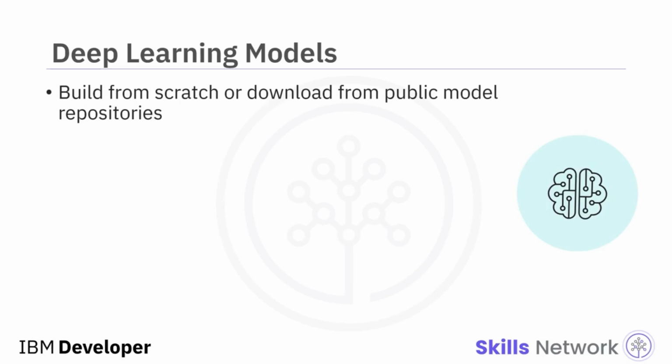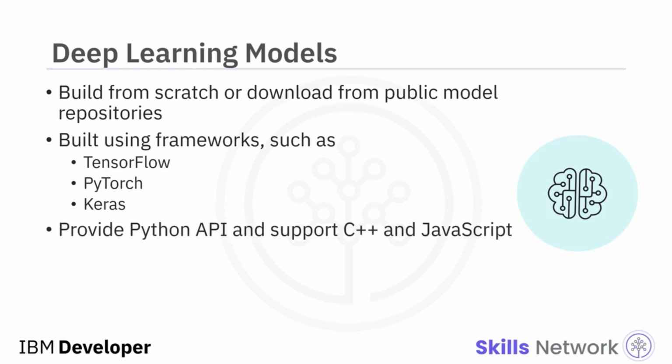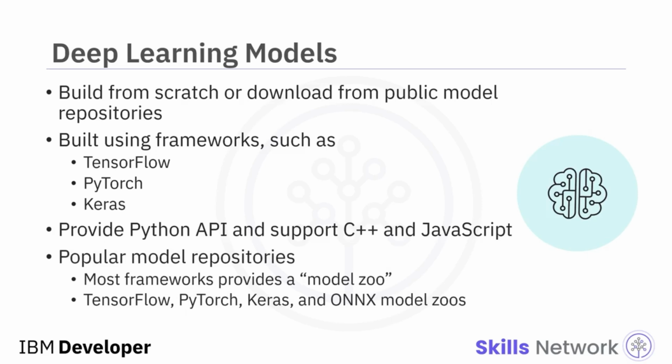model repositories. Deep learning models are implemented using popular frameworks such as TensorFlow, PyTorch, and Keras. The learning frameworks provide a Python API, and many support other programming languages such as C++ and JavaScript. You can download pre-trained state-of-the-art models from repositories that are commonly referred to as model zoos. Popular model zoos include those provided by TensorFlow, PyTorch, Keras, and ONNX. Models are also published by academic and commercial research groups.